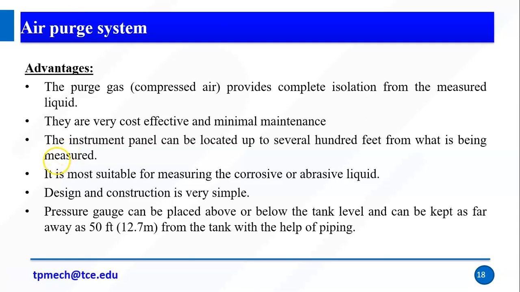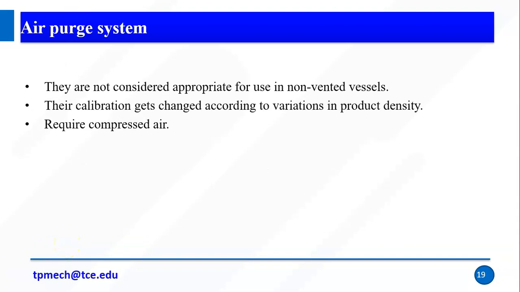It is most suitable for measuring corrosive or abrasive liquids, so liquids that are corrosive or abrasive we can easily measure. Design and construction are very simple. The pressure gauge can be placed above or below the tank level and can be kept as far as up to 50 feet, so there is no difference.